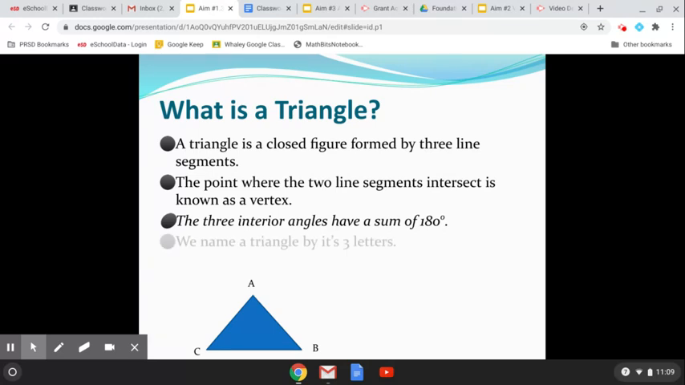That is true. And when it comes to naming these triangles, you name them by their vertexes. So I could call this triangle CAB if I wanted to. I could call it BAC if I wanted to. In fact, I could even call this triangle ABC. So there are a lot of different ways that you could name this triangle, but you name it by the vertexes.